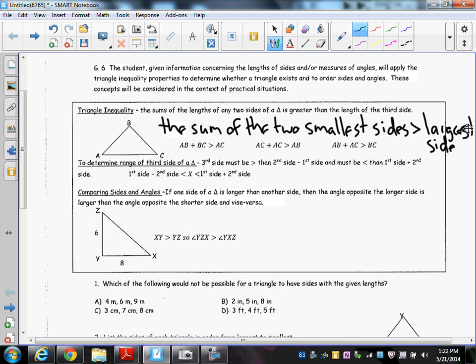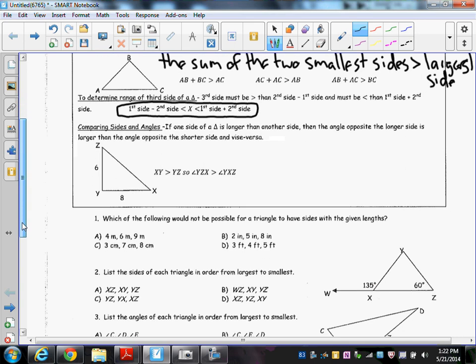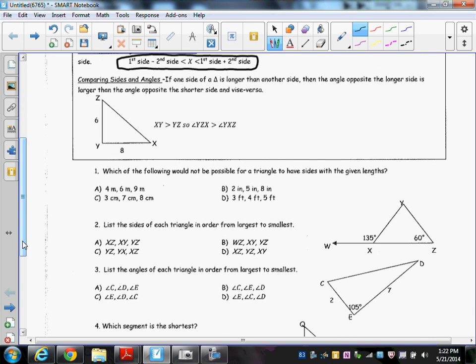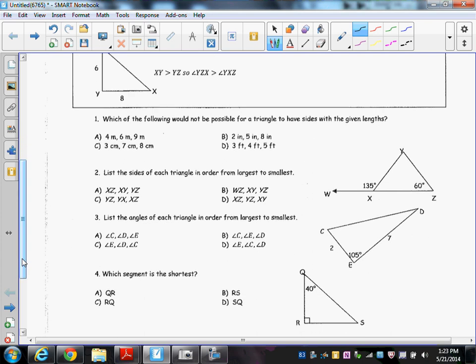So to determine the third side, we have to subtract the two sides and add the other two sides. So we'll do some examples. I think it'll be easier to see that way. And we're going to do some examples comparing sides and angles.